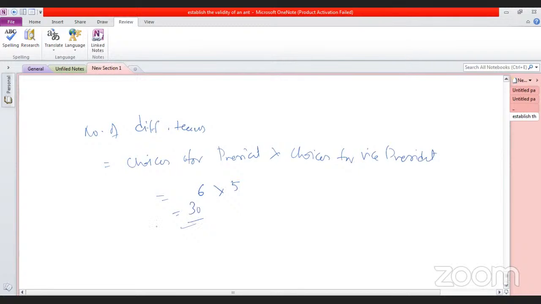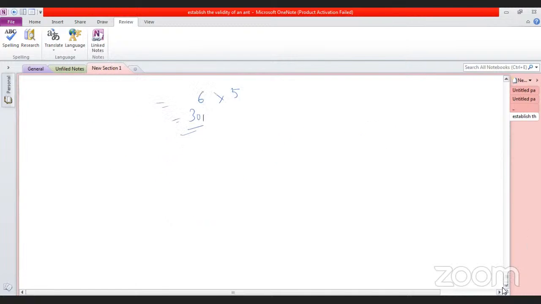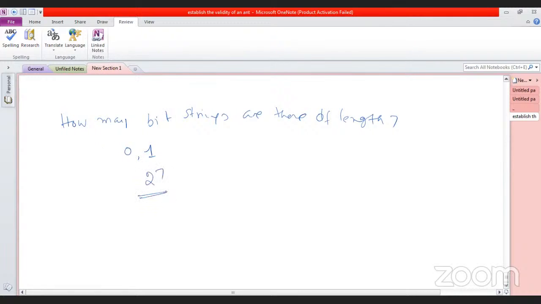This one: how many bit strings are there of length 7? Each bit is a binary digit, so what do we use? 0 and 1. So each of the 7 bits can be chosen in 2 ways. Therefore by the product rule, there are 2 power 7 different bit strings of length 7. So this is one example.